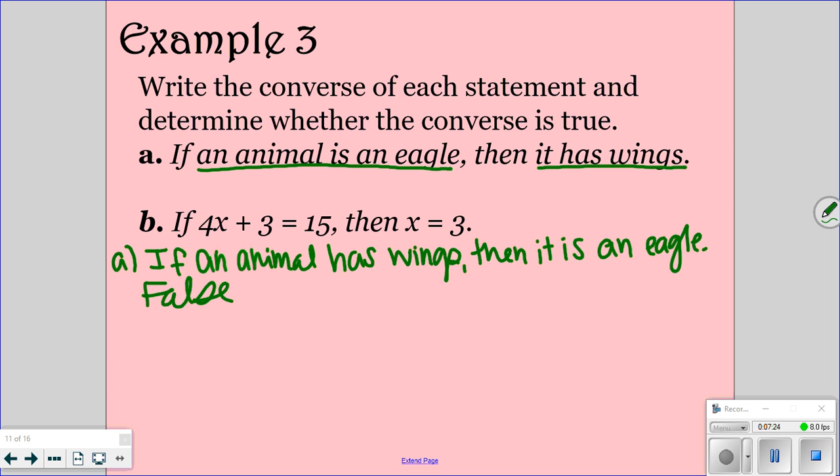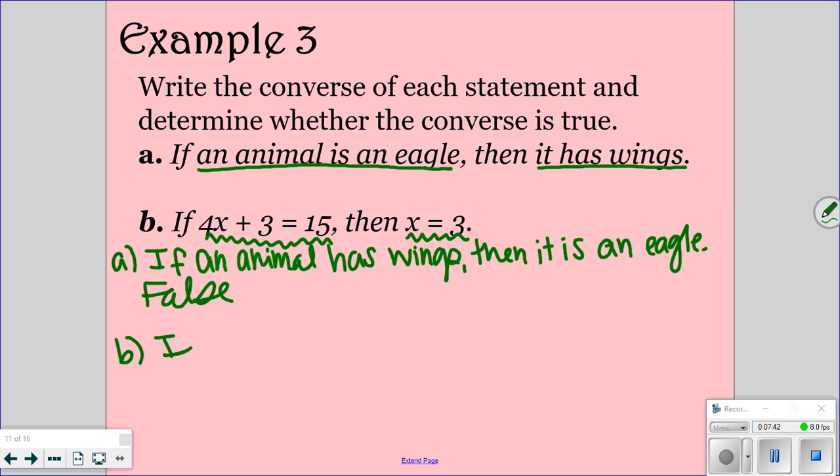A butterfly. A penguin. Lots of animals have wings. They're not eagles. So pick one. Okay? For B, this is our hypothesis, and this is our conclusion.